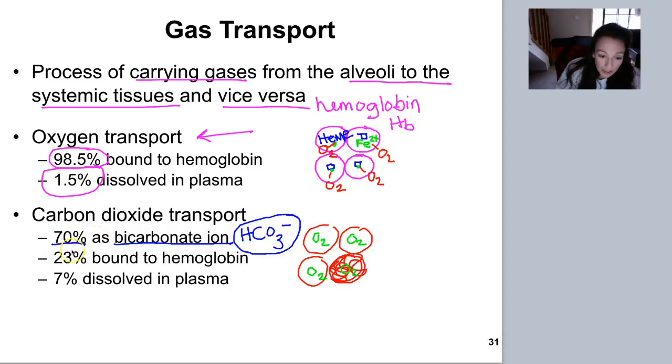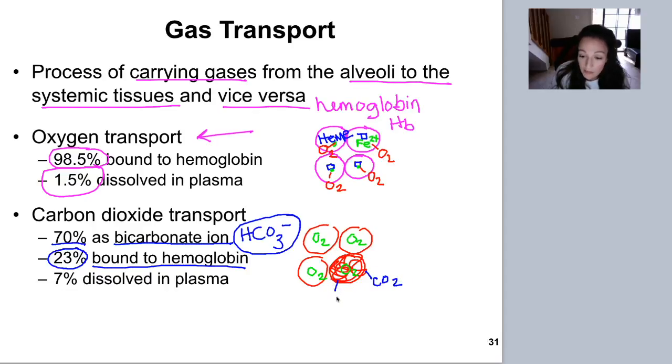A small percentage, about a quarter of our carbon dioxide, 23%, that's not so small, I guess, is actually bound to hemoglobin. So some of the carbon dioxide has the ability to bind hemoglobin. And the way it binds to hemoglobin is not the same way that oxygen binds. It's not right in the center of the molecule, attached to the iron ion attached to the heme. That's not where the carbon dioxide binds. The carbon dioxide is going to bind at some available positions on the polypeptide chains here.